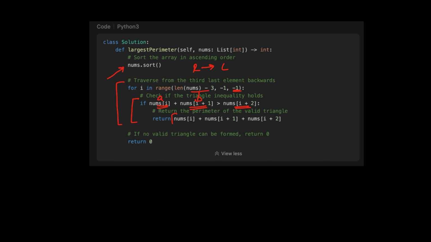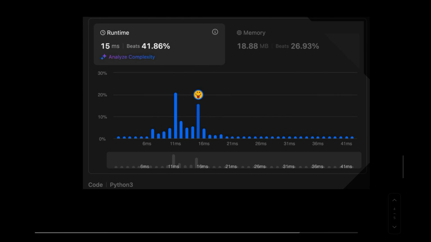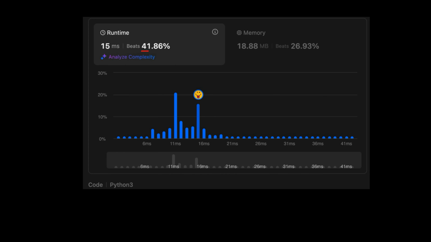So I'm calculating the perimeter, which is the sum of all three numbers, and returning it as the output. In case we completed all iterations and did not find any valid triple as part of this for loop, I'm returning 0 as the output. This code, when submitted on LeetCode, beats nearly 42% of the submissions in terms of runtime and 27% in terms of memory.